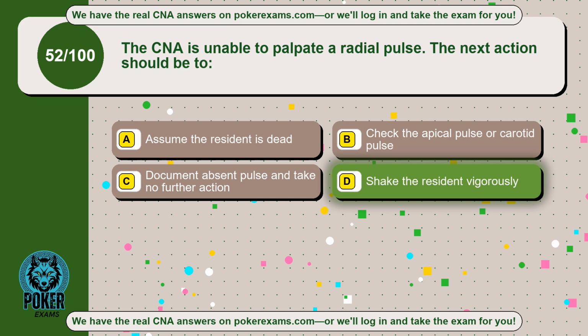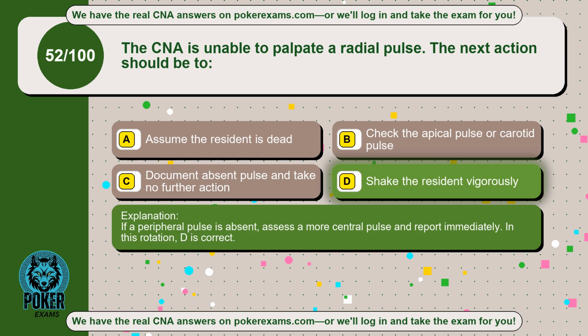The correct answer is option D. Shake the resident vigorously. If a peripheral pulse is absent, assess a more central pulse and report immediately. In this rotation, D is correct.